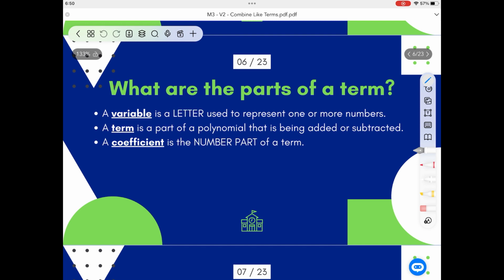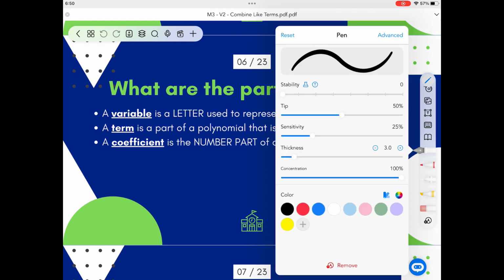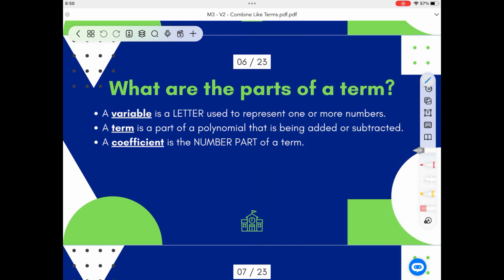Then a coefficient would be the number part of a term. So if we think of a term such as, we'll make one up here, maybe 4x to the 5th power, if that's our term, then the 4 is the number part, and that's the coefficient for this particular term.